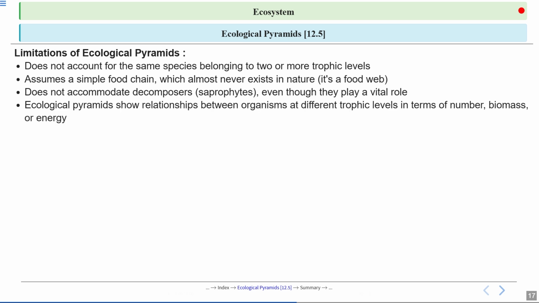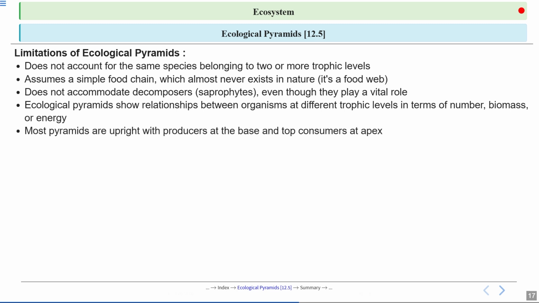Ecological pyramids illustrate the relationship between organisms at different trophic levels, showing the number of individuals, total biomass, or the flow of energy. Most pyramids are upright, with the producers at the base and top consumers at the apex. But there are certain limitations that we have already discussed. An upright pyramid is usually common, especially for energy. But there can be certain cases where the pyramid of number and pyramid of biomass can be inverted.